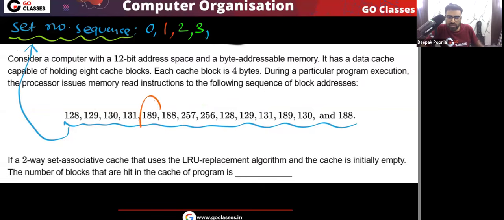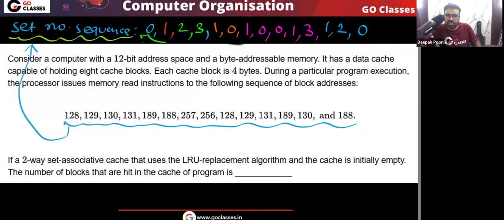For example, block number 189 will map to set number 1. Block number 188 will map to set number 0, because if I divide 188 by 4, the remainder will be 0. So for all these block numbers, you divide them by 4, find the remainder, and then you get the set number sequence. Let me write it. This is the set number sequence corresponding to the main memory block number sequence.